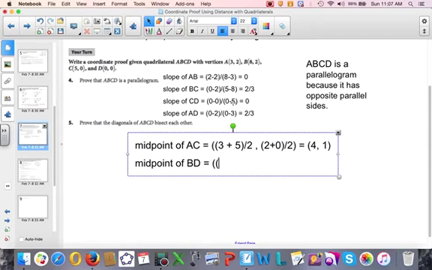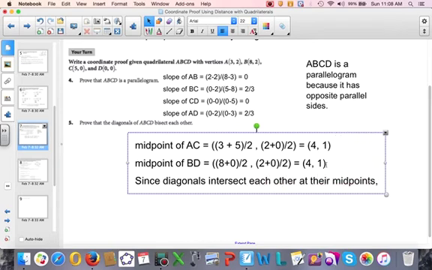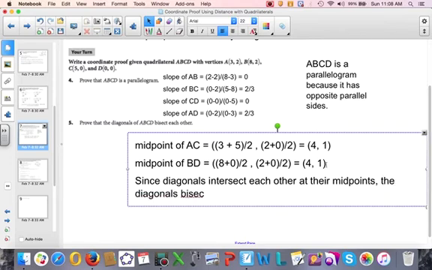So that's 8 plus 0 divided by 2, comma, y coordinates 2 plus 0 divided by 2. And once again, 8 plus 0 is 8. 8 divided by 2 is 4. 2 plus 0 is 2. 2 divided by 2 is 1. So since the diagonals intersect each other at their midpoints, the diagonals bisect each other.